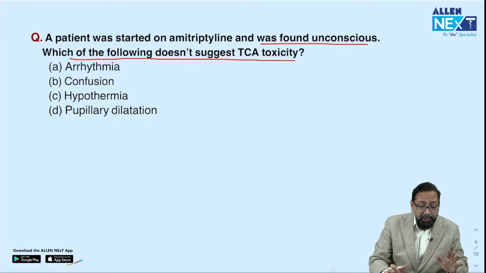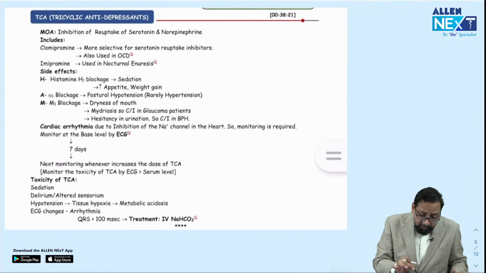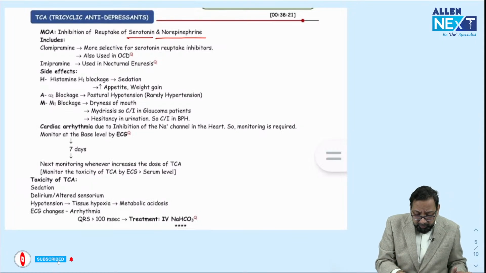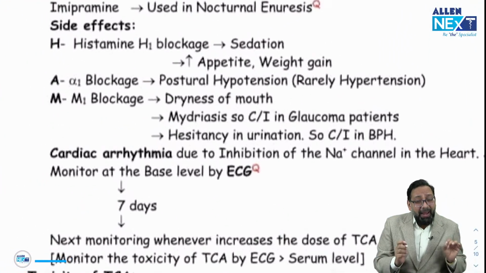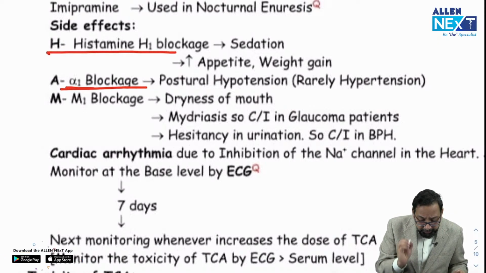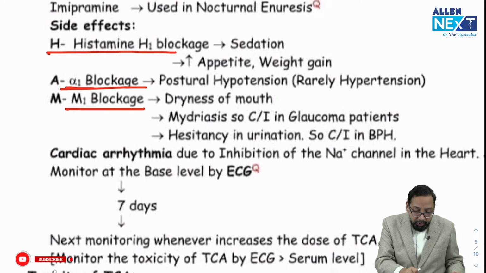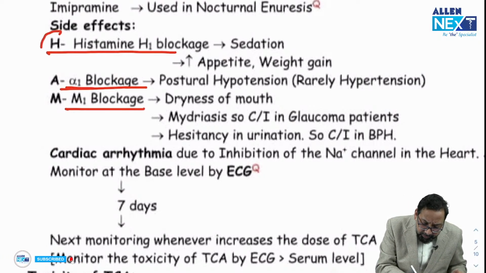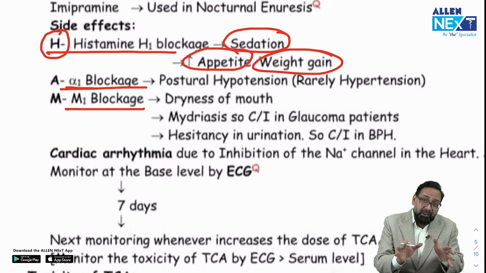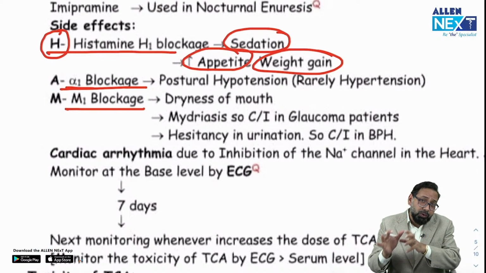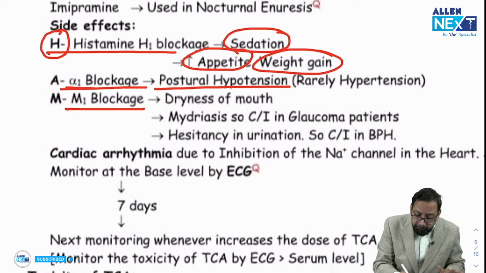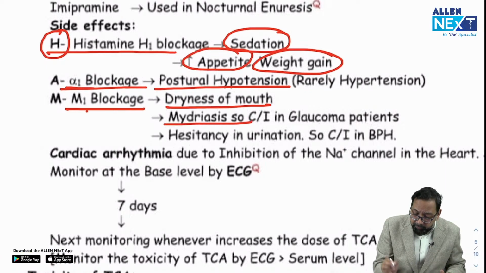Tricyclic antidepressant, favorite topic. Mechanism of action: inhibit the reuptake of serotonin and norepinephrine. Side effects, we remember by the mnemonic HAM: antihistaminic, alpha-1 blockage, M1 blockage. Whenever it is antihistaminic, there would be sedation, increased appetite, weight gain. These are side effects. We will remember the symptoms of toxicity by side effects only. Alpha-1 blockage: postural hypotension. M1 blockage: dryness of mouth, mydriasis would be there.